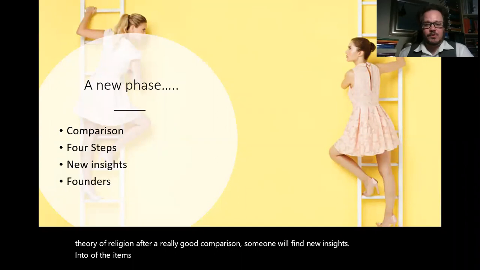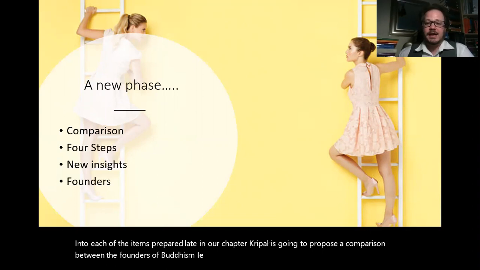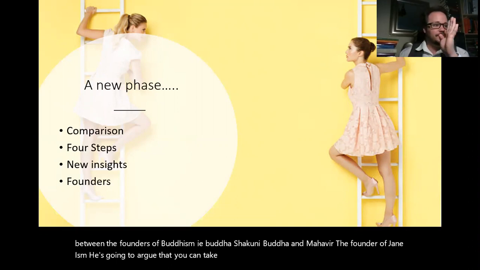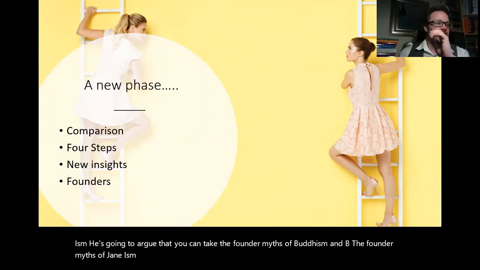Late in our chapter, Kripal is going to propose a comparison between the founders of Buddhism, i.e. Buddha, Shakyamuni Buddha, and Mahavir, the founder of Jainism. He's going to argue that you can take A, the founder myths of Buddhism, and B, the founder myths of Jainism, to C, do the project of engaging foundation myths or myths about founders.